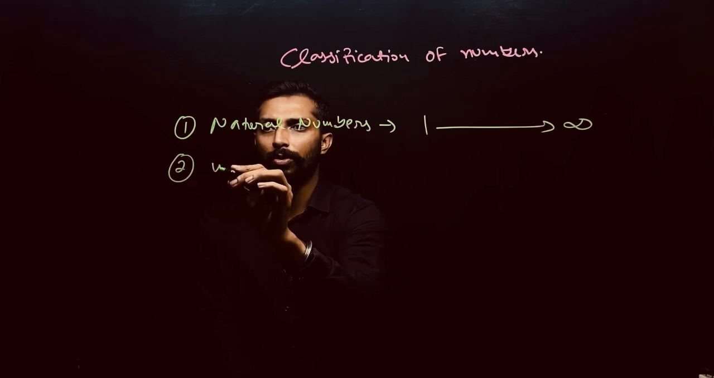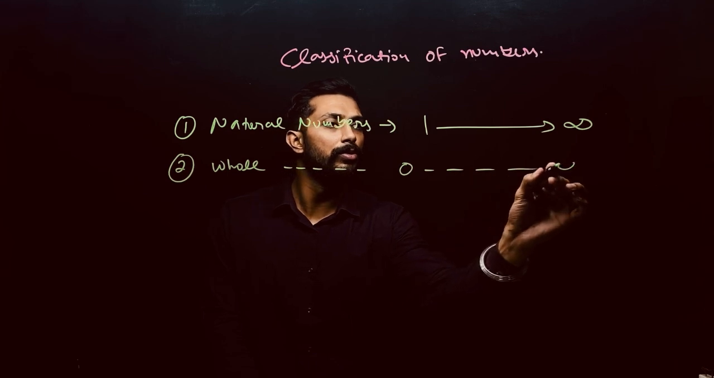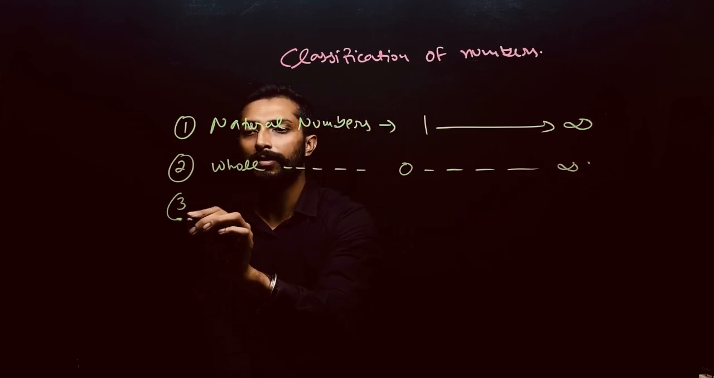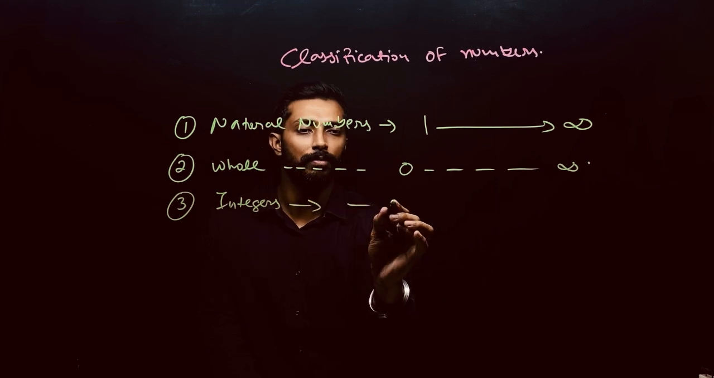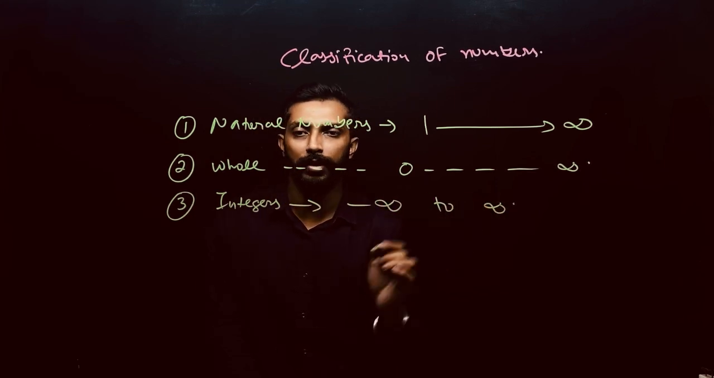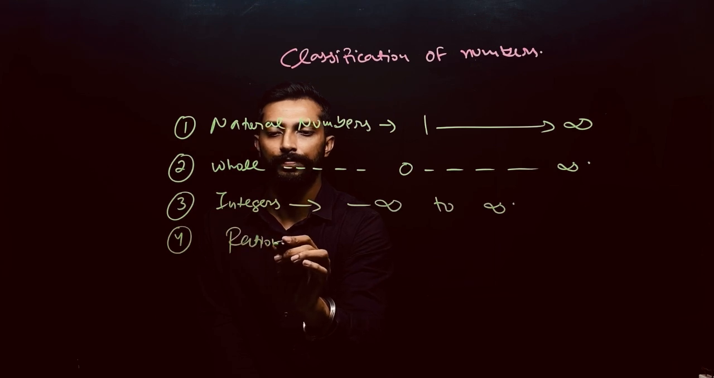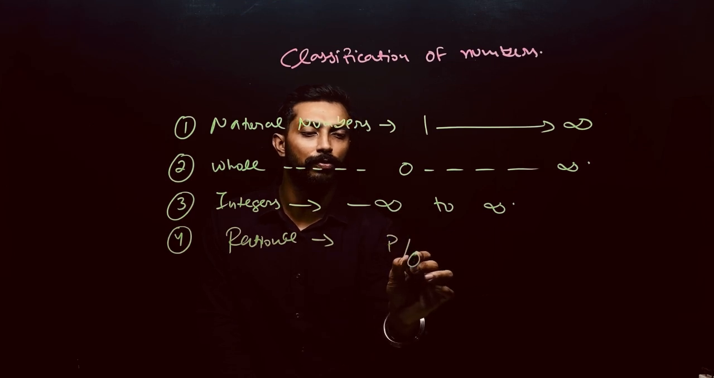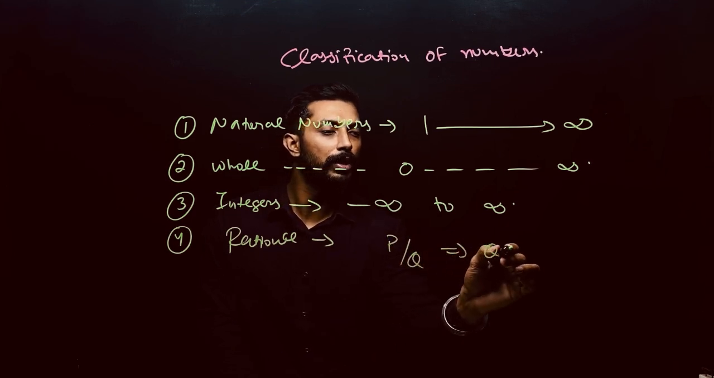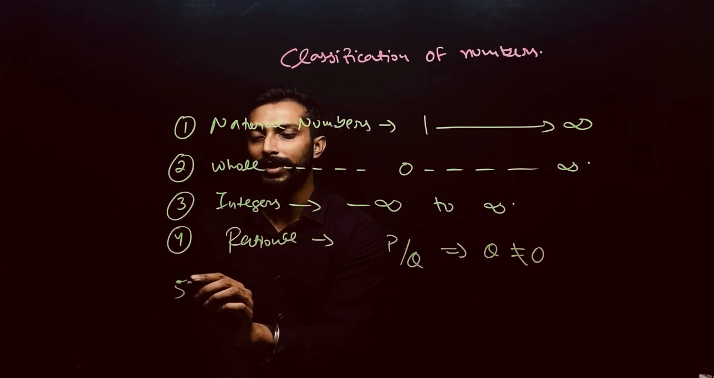Second, we have whole numbers, which start from 0 to infinity. Third, we have integers, which go from the negative side to the positive side. After that, we have rational numbers. We can represent a rational number in p by q form, where q is not equal to 0.